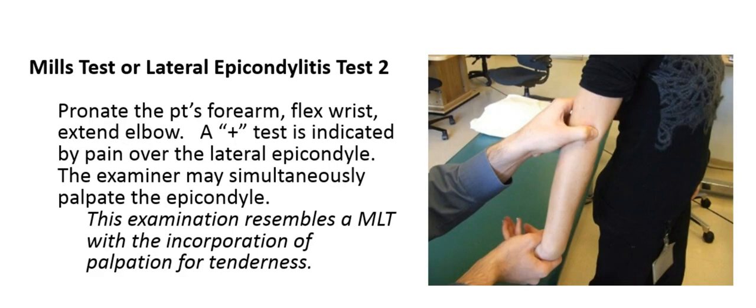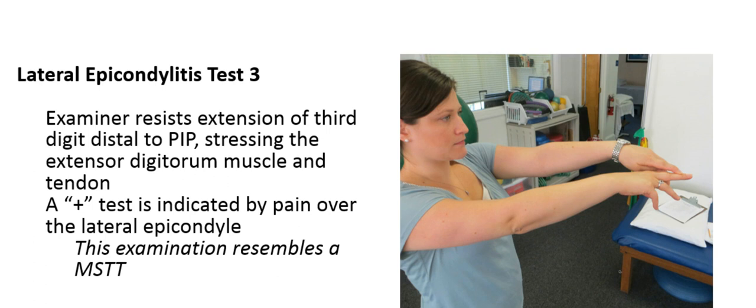Mills test is like an MLT. So Mills test, you're just really putting the tendon on a stretch position by flexing the wrist, extending the elbow, and trying to pronate the forearm a little bit. And then when you do that, you put them in that position where it really stretches it, and if they have pain right over the area of that lateral epicondyle, then it's probably diagnostic. And then test 3 is essentially an MSTT. You're trying to contract extensor digitorum by getting over that third digit distal PIP, and you're trying to fire those wrist and finger extensors to see if that's painful as well.